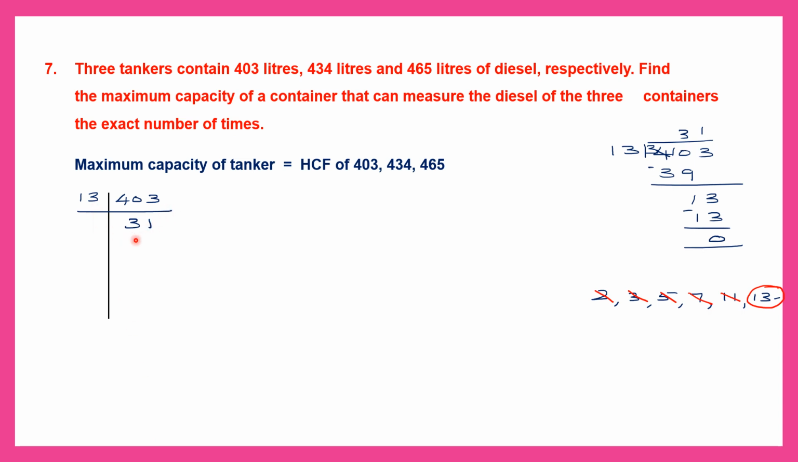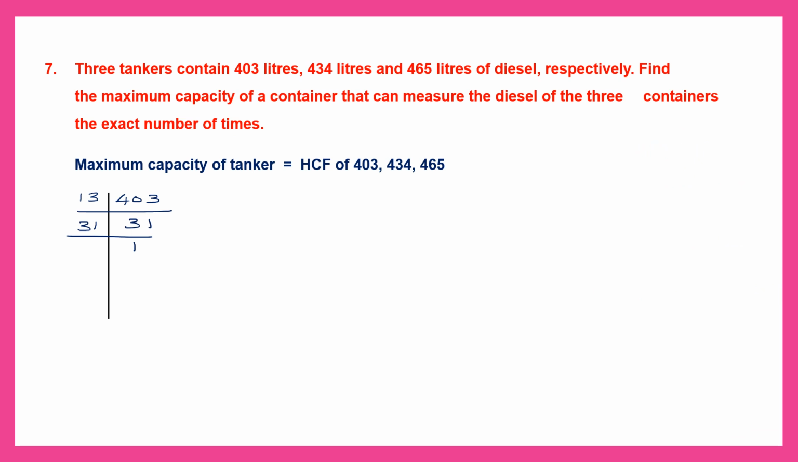That means we have to divide 31 again. Now is 31 divisible by any of these prime numbers? It's not divisible because 31 itself is a prime number. So we're going to divide 31 by 31 itself. So this becomes 31. 31 ones are 31. So we finish finding the prime factors of 403. So let's write that here. 403, the prime factors are 13 into 31.